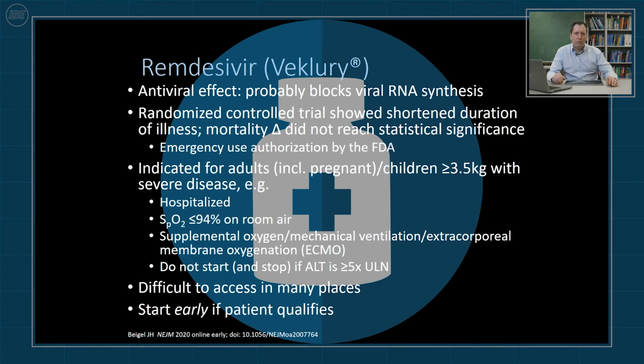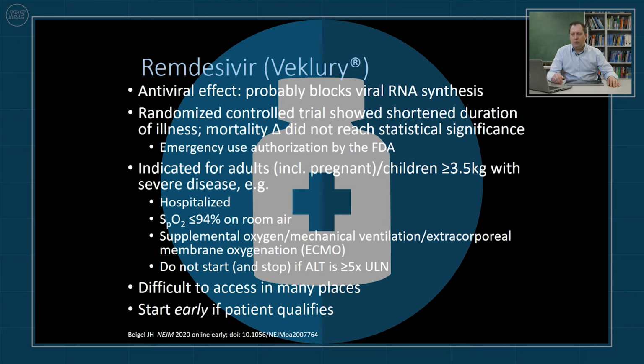The next specific treatment is remdesivir. Remdesivir is thought to have a direct antiviral effect. It probably blocks the RNA synthesis. And a randomized controlled trial has shown that the duration of the illness was shortened with remdesivir. However, the mortality difference did not reach statistical significance.